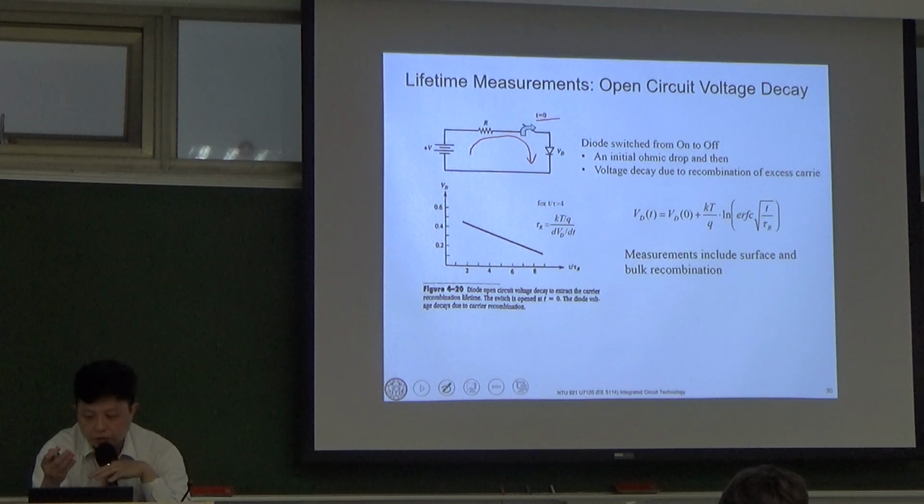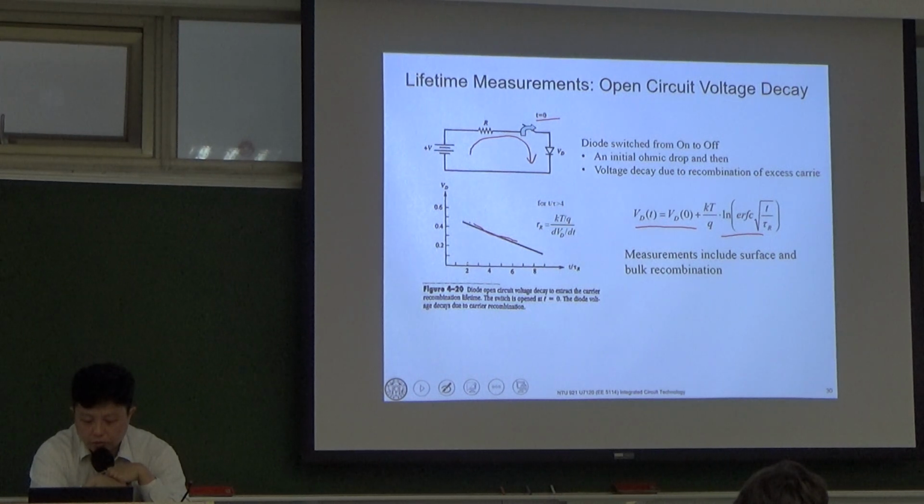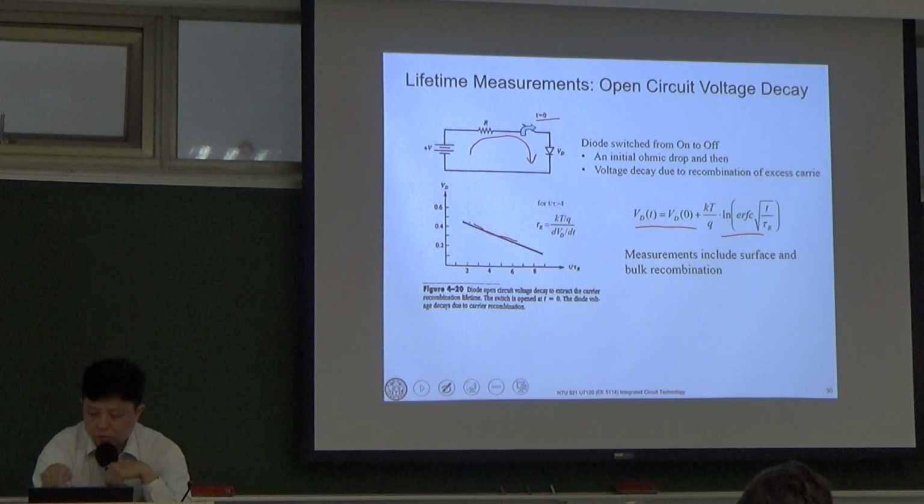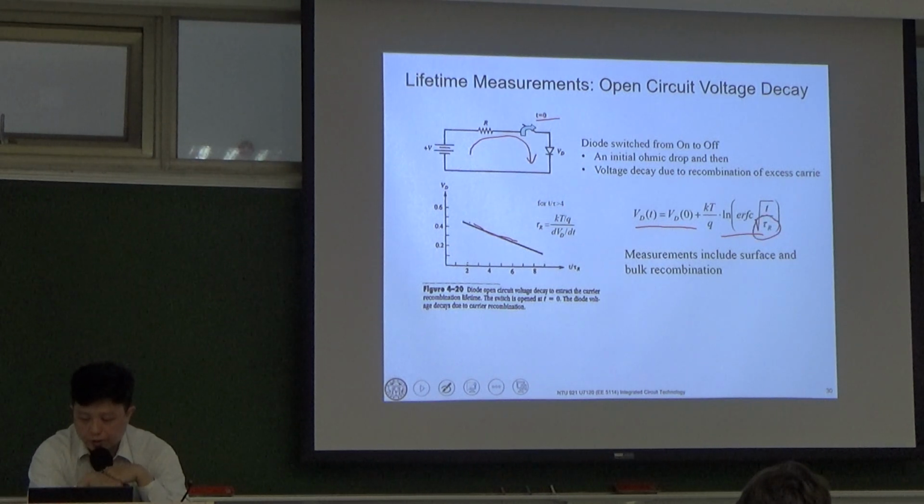So once you open this, the voltage begins to decay. It's due to the recombination of your excess carriers. This voltage decay with time is like a log. If you plot this, then again you have a recombination lifetime here. Once you plot this, you can take some derivatives and take some of these parameters, which can help you to get this number.